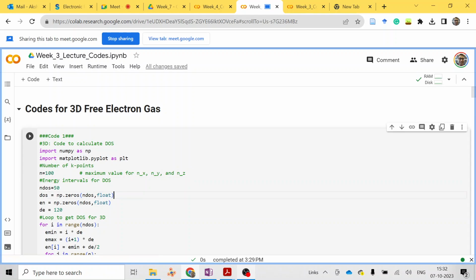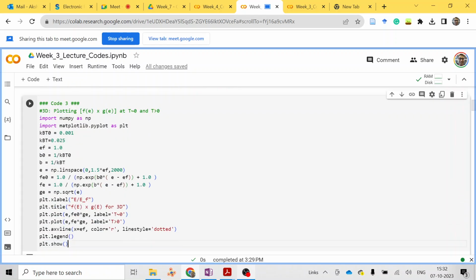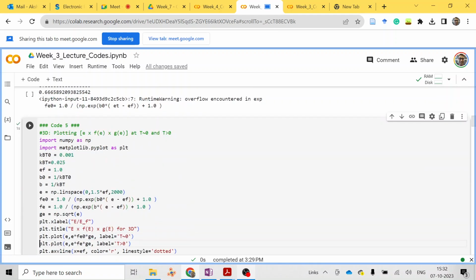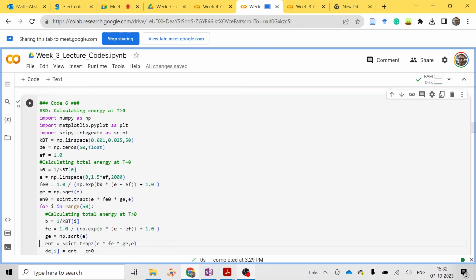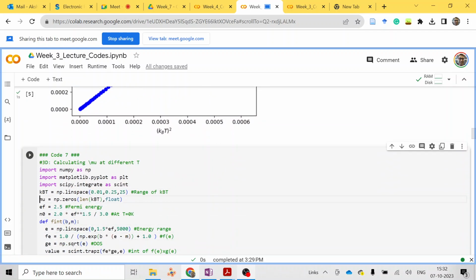Alright, so let's go directly to this. This is for calculating mu at different temperatures. This is the temperature range that we have taken. These are the mu values that we are storing, and this is the Fermi energy. Here we have taken 2.5.